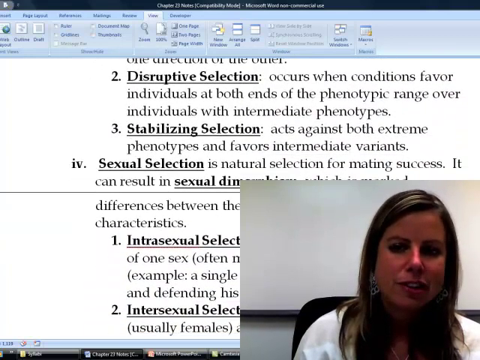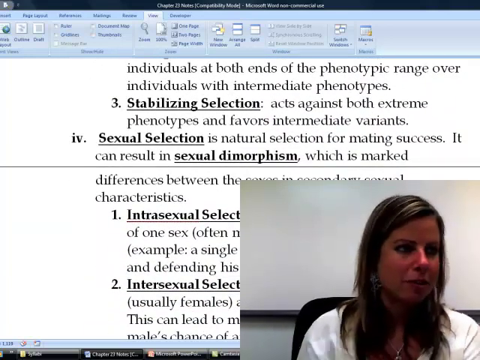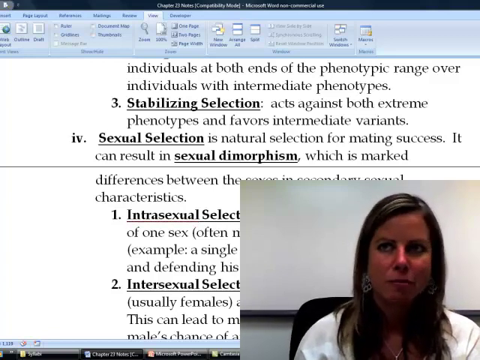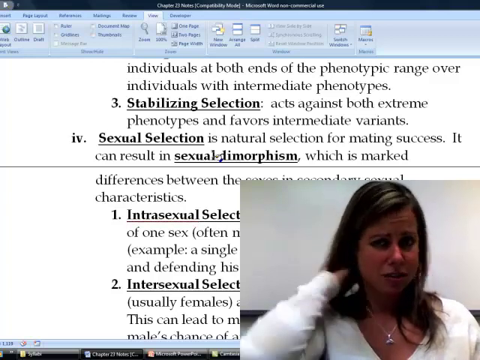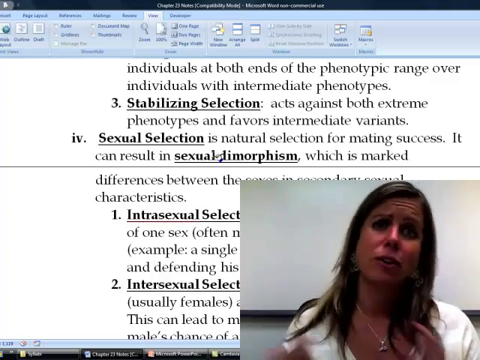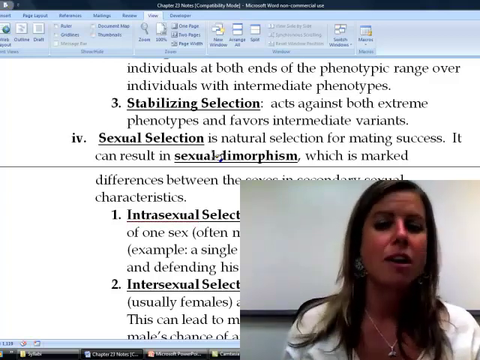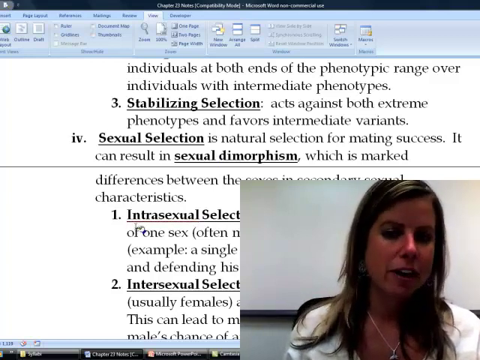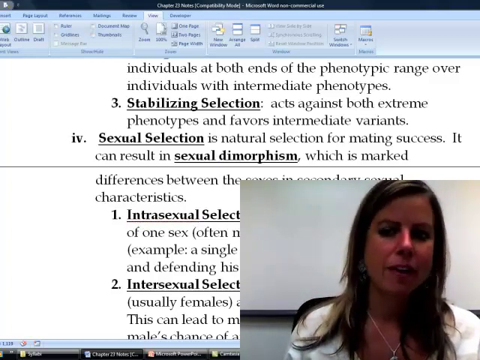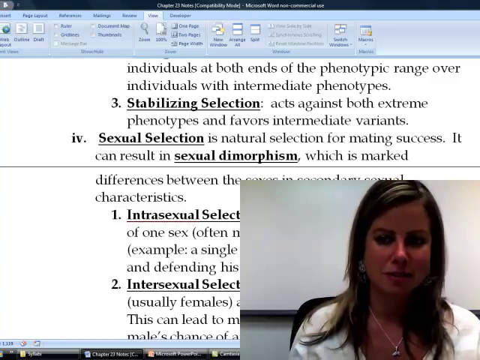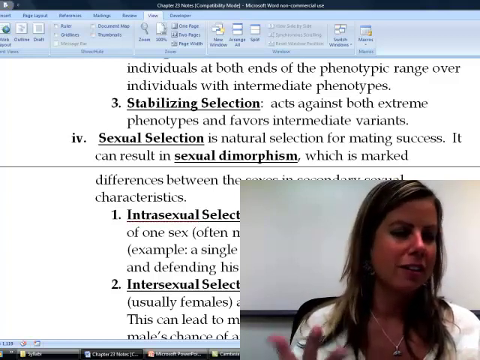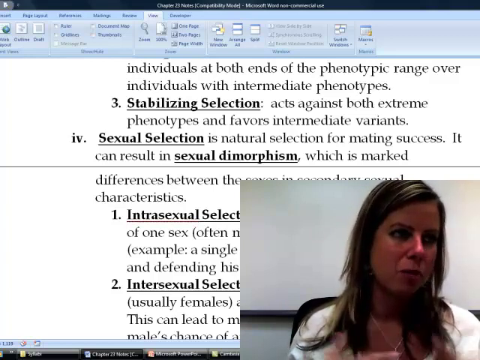Okay, so let's get back to the notes here and just finish up with sexual selection. So sexual selection is just talking about some sort of selection occurring from male to female. And that can result in what's called sexual dimorphism, which you saw in lab, and that was talking about how you can see a difference between male and female. So there's a couple of different types. You've got intrasexual selection, and that's when you have competition among individuals of one sex for mates of the opposite sex.